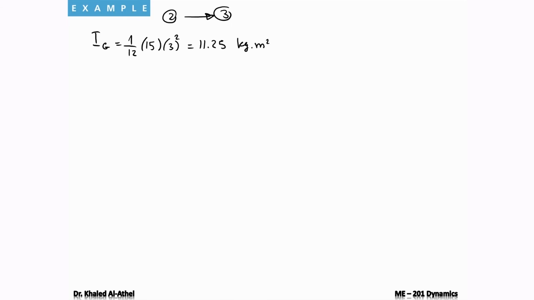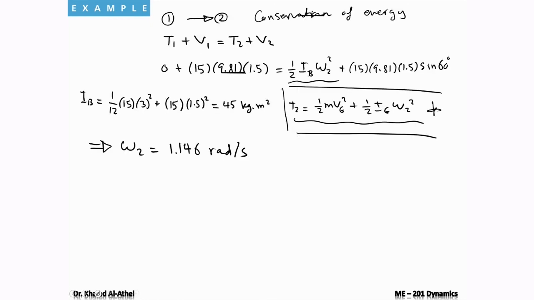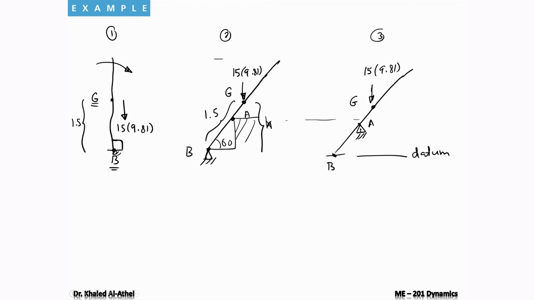kilogram meter square. And also, I'm going to calculate I around A. And again, I'm going to show you in a few seconds why I need this. So it's going to be Ig plus M RGA, the distance between the two, which will equal 11.25 plus the mass, which is 15, okay, times the distance. What is the distance between G and A? It's not that difficult, but you need to pay attention to it.